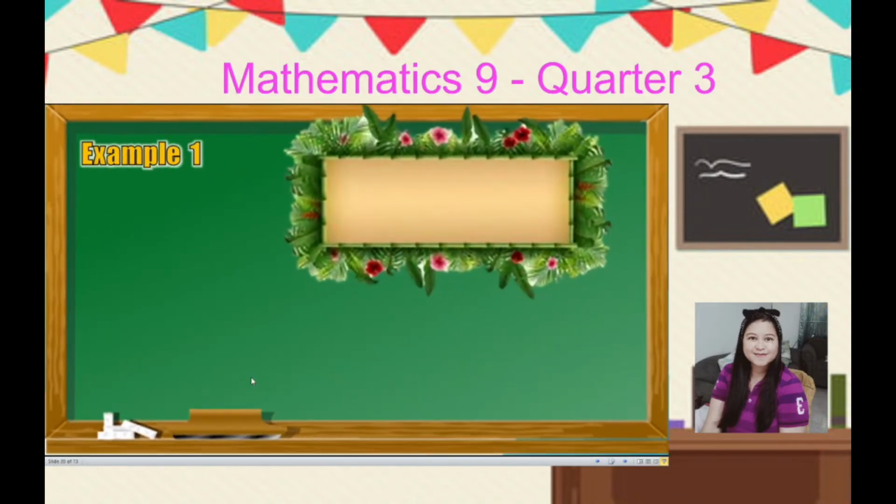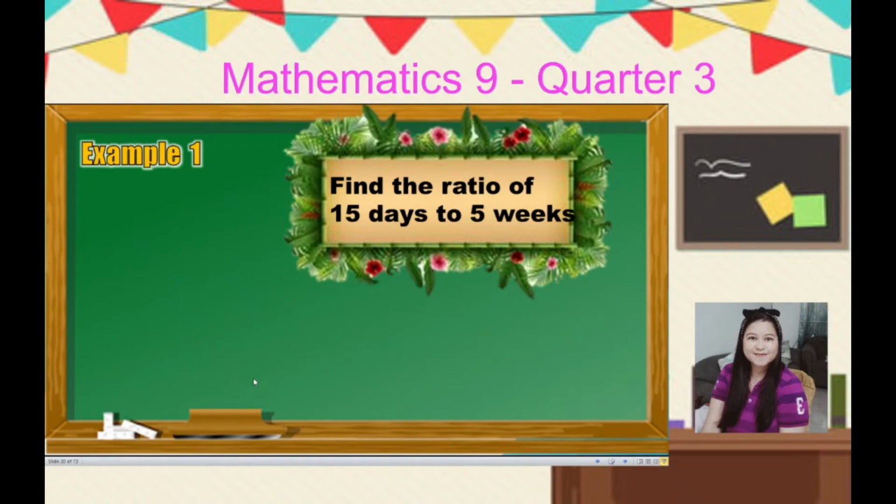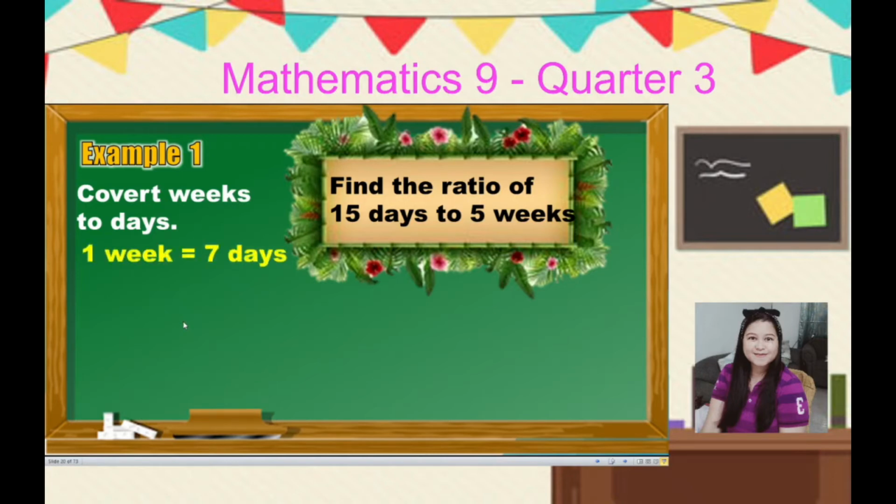So, example number 1, find the ratio of 15 days to 5 weeks. So, kung makikita po ninyo, 15 days and then 5 weeks. So, kailangan ay maging magkamukha muna yung kanilang units. So, ano ba yung pwede nating i-convert? So, ang pwede nating i-convert ay yung weeks to days para maging magkamukha yung units ng ating given. So, paano po i-convert yon? Diba sa isang linggo, merong 7 days.